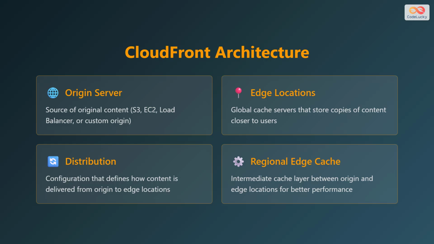CloudFront's architecture consists of four main components. First, the origin server, which is the source of your original content. This can be an S3 bucket, an EC2 instance, a load balancer, or any custom origin. Second, edge locations are global cache servers that store copies of your content closer to users. Third, the distribution is the configuration that defines how content flows from the origin to edge locations. Finally, regional edge caches act as an intermediate cache layer between the origin and edge locations, providing an additional performance boost for less frequently accessed content.